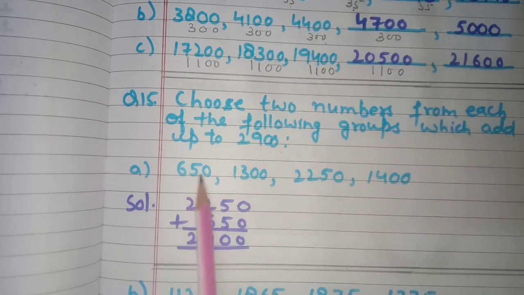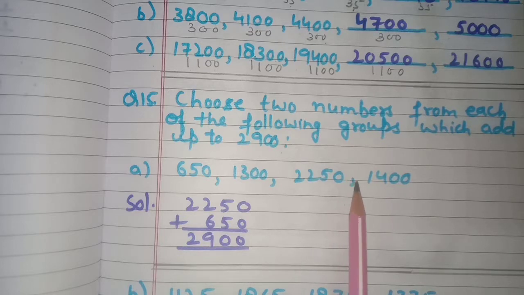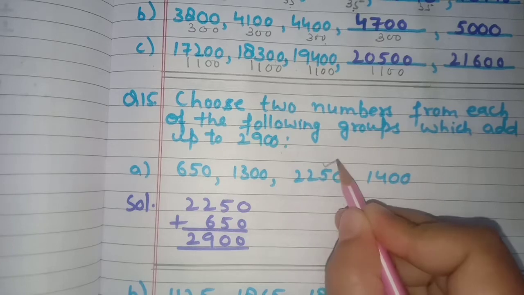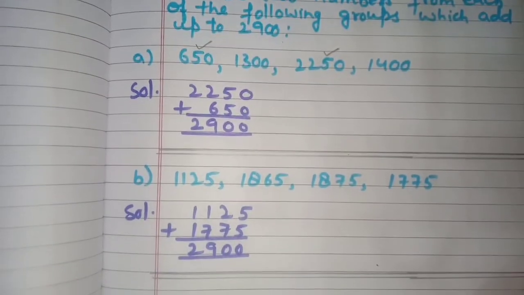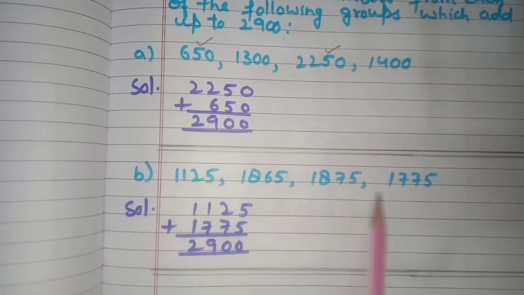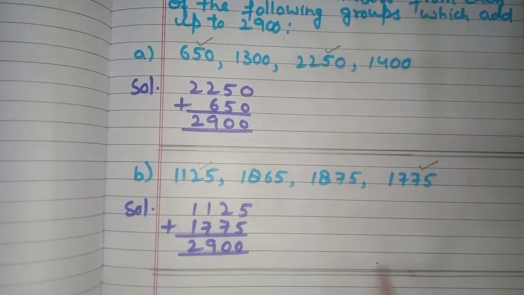Now we need to choose any two numbers from this group, and we need to choose only those numbers which add up to 2,900, meaning whose sum will be 2,900. So from this group, we can choose these two numbers, 2,250 and 650, because their sum will be 2,900. Similarly, next part, from these numbers, we need to choose any two numbers whose sum will be 2,900. So what will be those numbers? 1,125 and 1,775, because their sum will be 2,900.